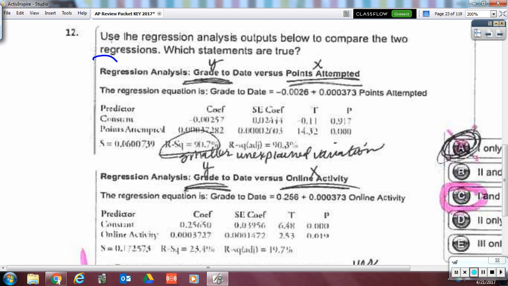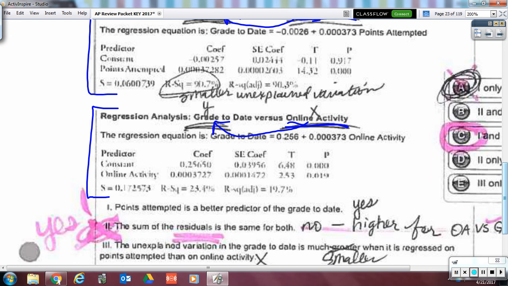This one is talking about points attempted as a predictor of grade versus online activity attempting to predict your grade. So we have 2 sets of data. Of course, I'm interested in the r squared and the r. Okay, so here we go. Is points attempted a better predictor of the grade? So is points attempted or online activity better?